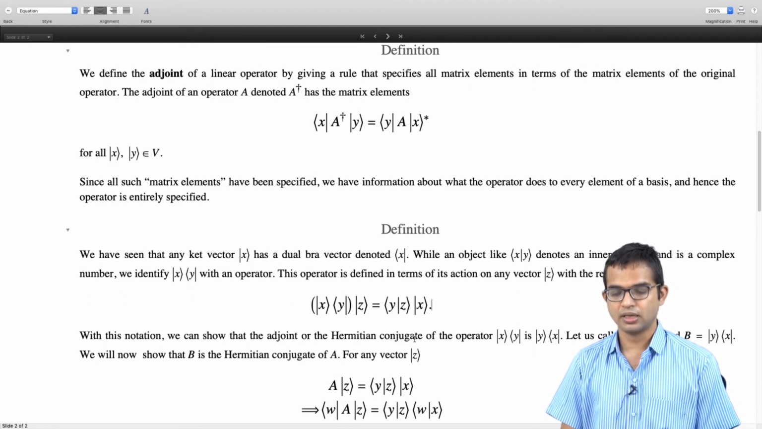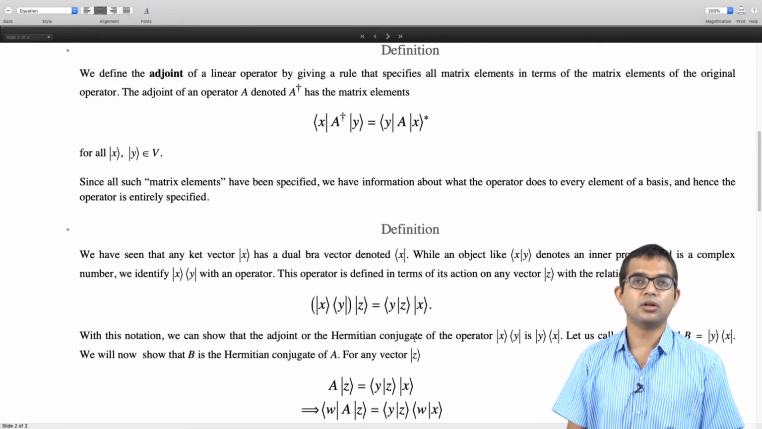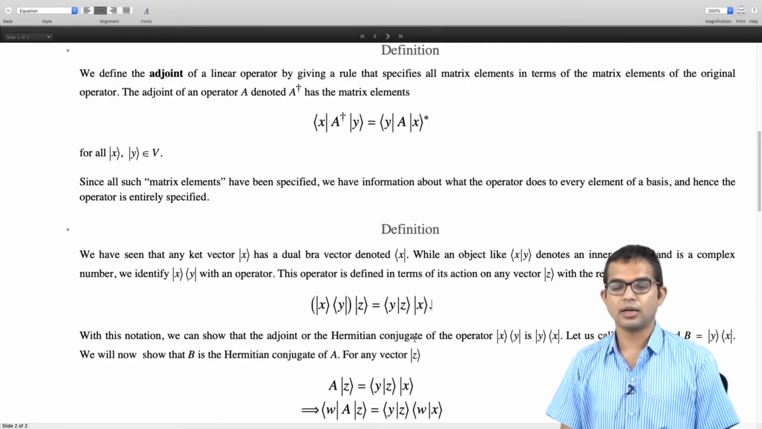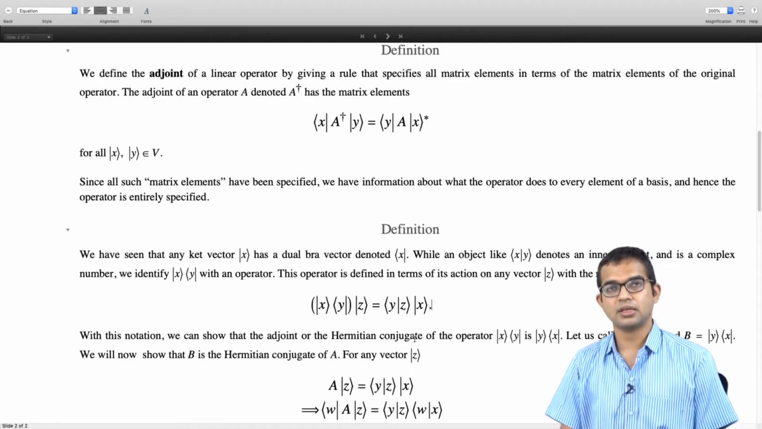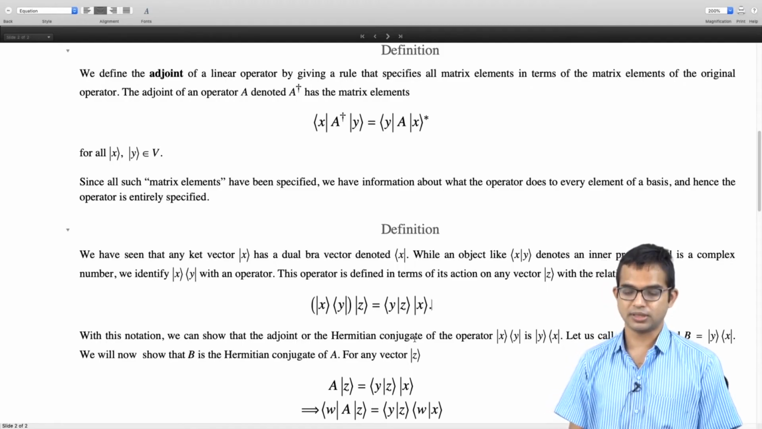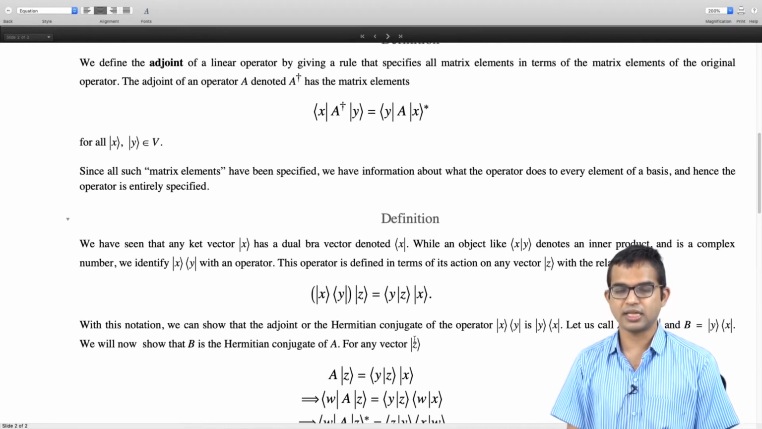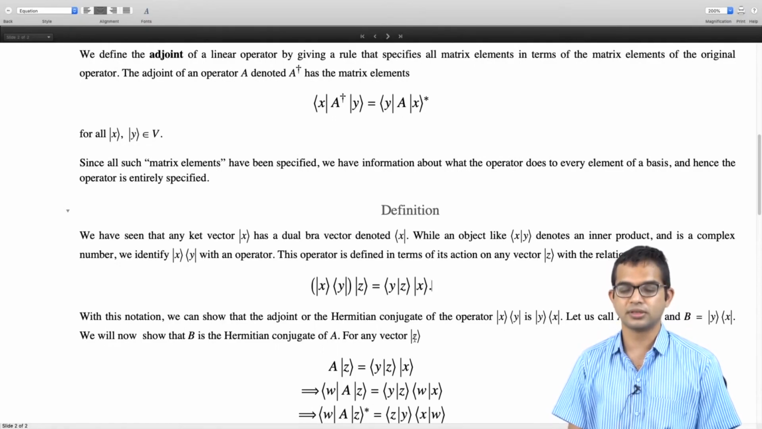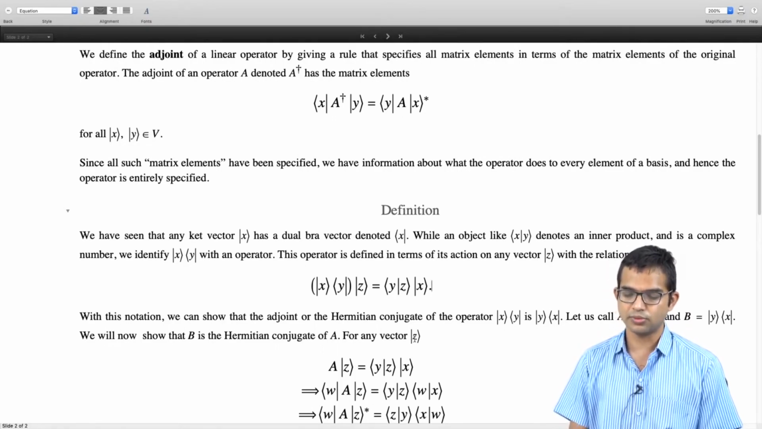So we started with a vector, we operated on it with a linear operator that gives another vector. Now you take an inner product from the left-hand side with another vector w that will give you a complex number. The left-hand side is a complex number, the right-hand side is a complex number, right? This is a check that one should do, right? It's useful to do it explicitly when we are starting out, when we're getting used to this type of notation.